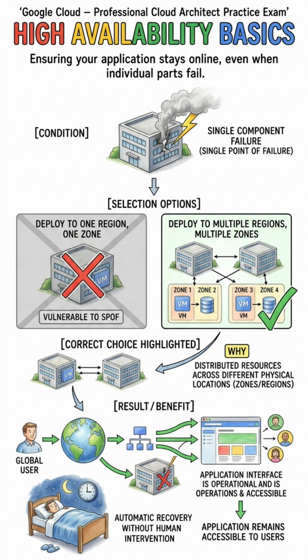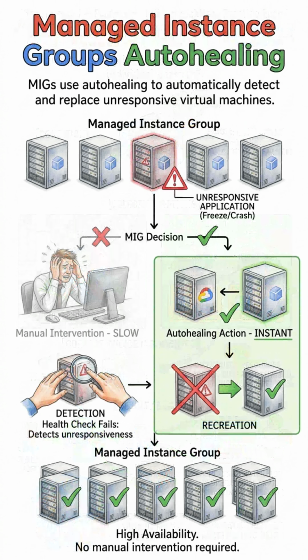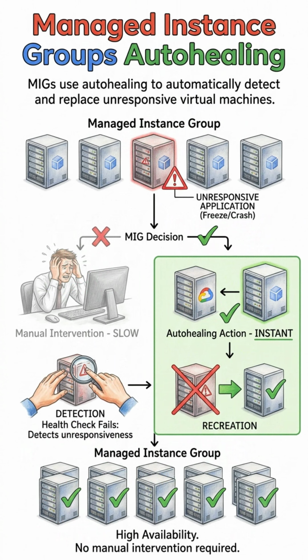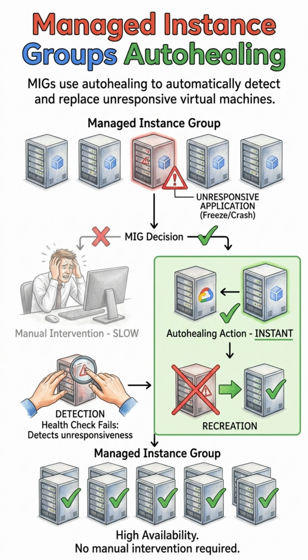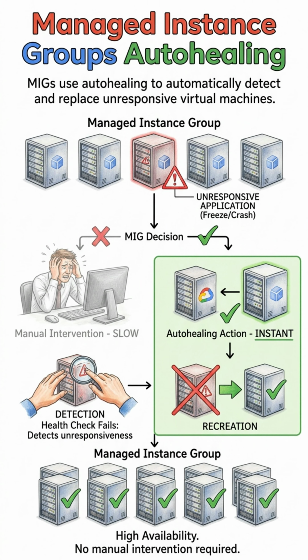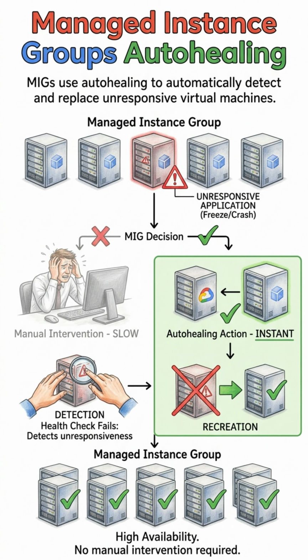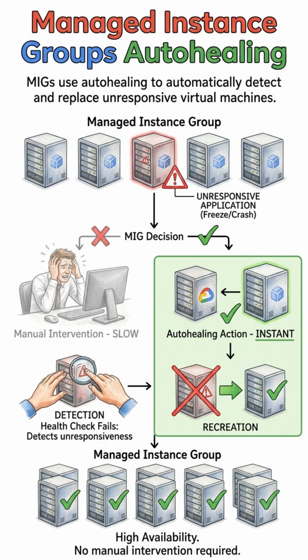The most fundamental tool for high availability in Google Cloud is the Managed Instance Group. As we discussed earlier, these groups allow you to run identical virtual machines, but their real power lies in auto-healing. If an application freezes or crashes on a specific server, the Managed Instance Group automatically detects the unresponsiveness and completely recreates that instance without any manual intervention.